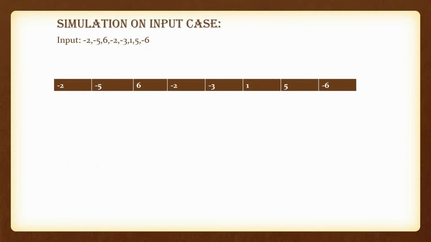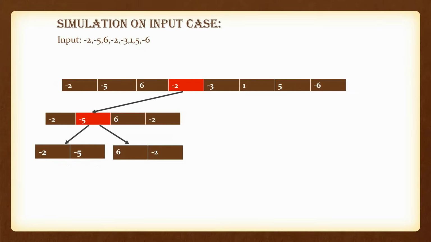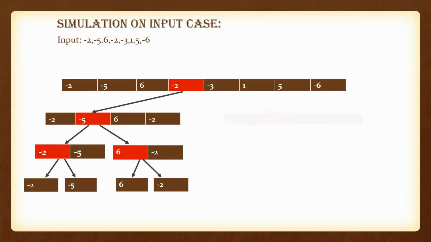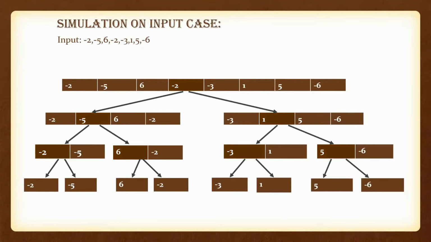Here is our input array. We will divide the array into two halves. For this, we will use a pivot. Pivot is basically the midpoint of the array. Left half is the array from the starting index to the pivot element and right half is the array from pivot plus 1 till the end. Similarly, we will divide the array further till we have individual elements.